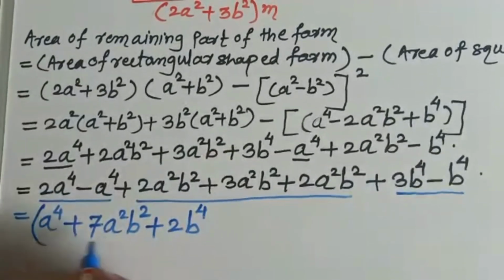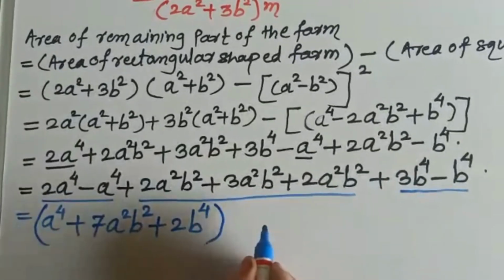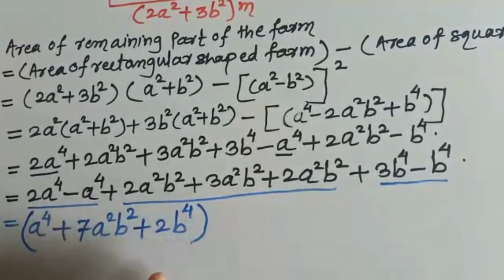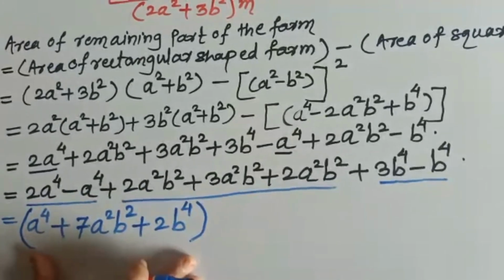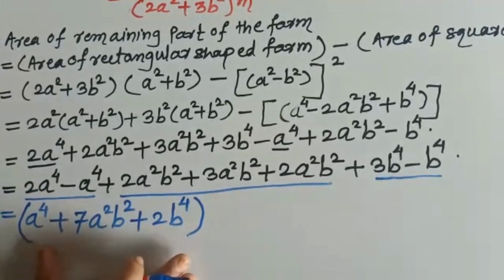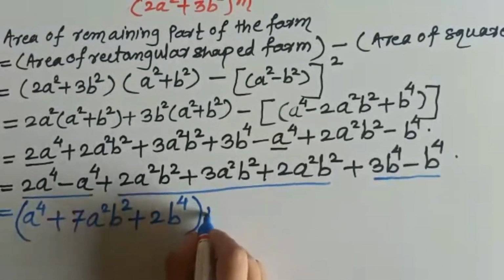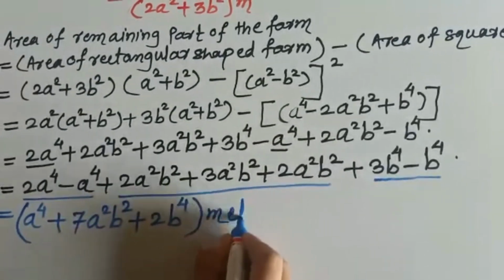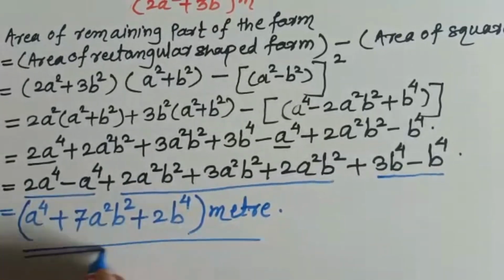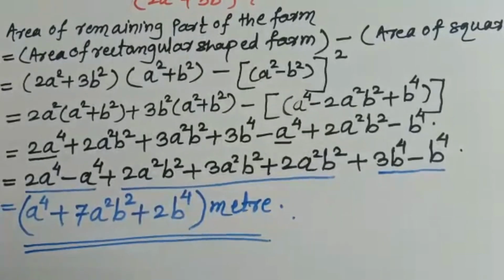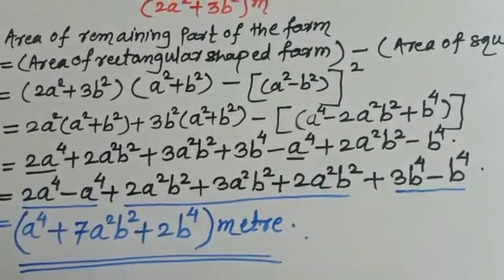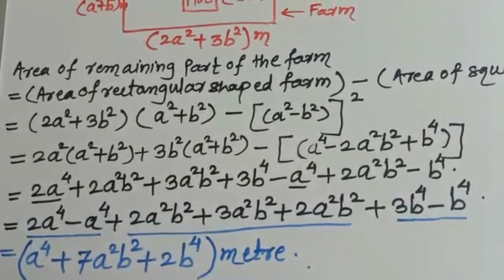So here we have the remaining area of that farm after making the house. Okay, so it is the remaining area of the farm, and as it is given in meters, here also we have to give meters. Got it? So it is our final answer. So likewise you can solve any problem in your daily life also by using this algebraic expression. Got it?